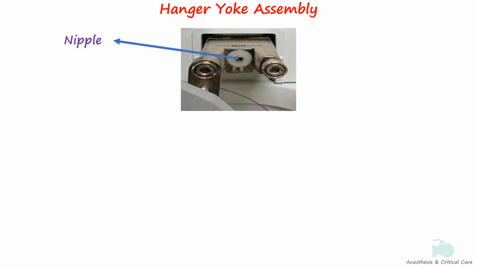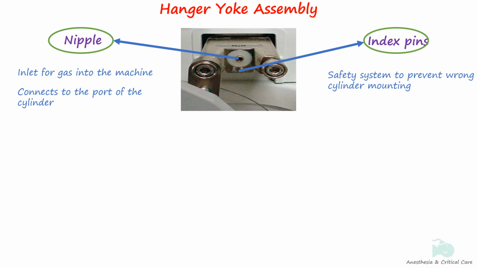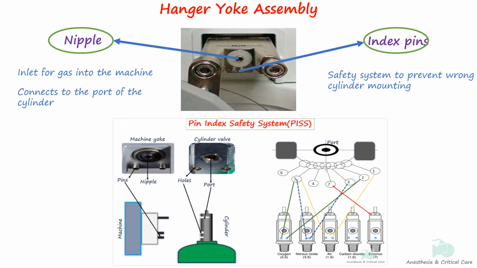The nipple of the yoke is the inlet through which the gas enters the machine. It fits into the outlet port of the cylinder valve. If the nipple is damaged, the tight seal cannot be achieved between the yoke and the cylinder. The two index pins are situated below the nipple. They function to prevent mounting of incorrect gas cylinders to the yoke. Specific length and positions of index pins are designed to fit the specifically positioned holes on the cylinder valves. This is called pin index safety system.